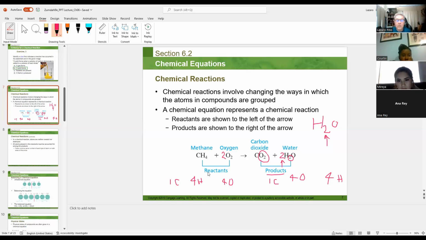And of course, here you have methane and oxygen. And because of this reaction, at the end you have carbon dioxide and water. Got it? Any question here? No questions? No, no questions.